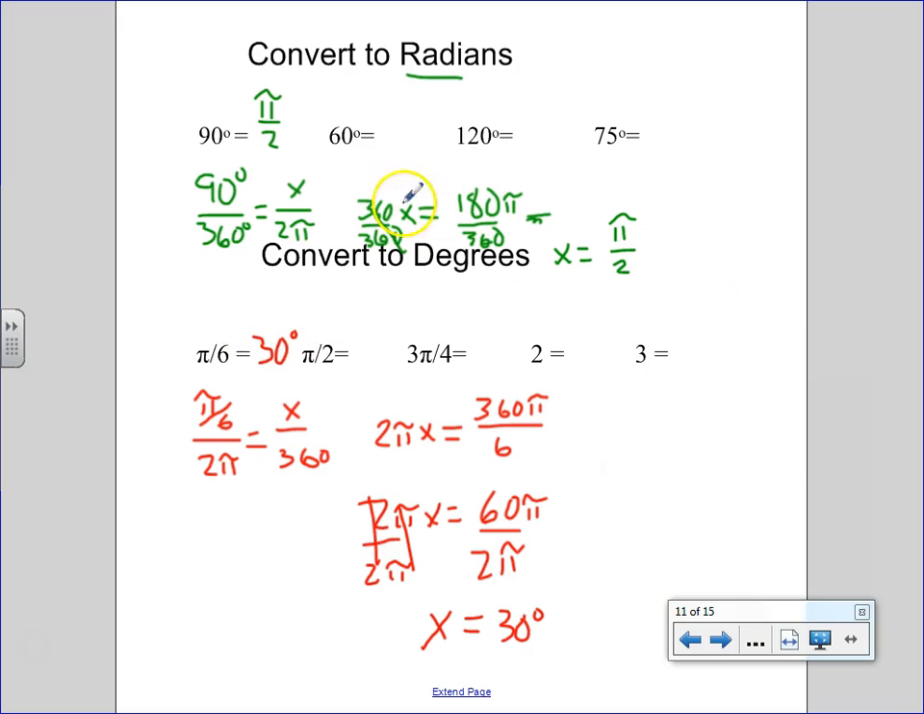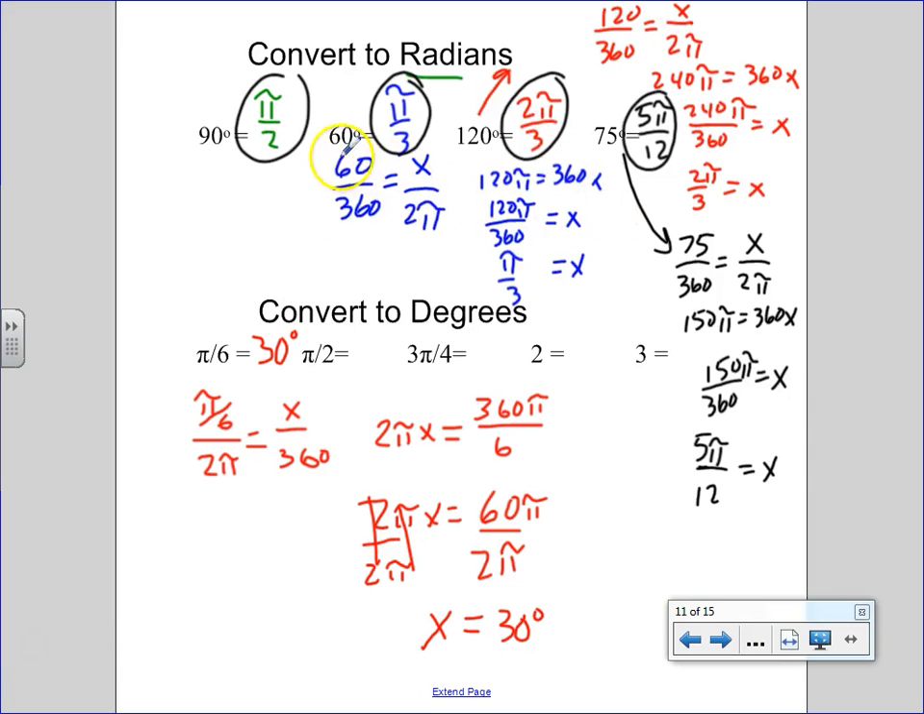You can take the time and try these other examples, see if you can convert those, and we'll check in when you restart the video. So as we look at the first one, converting to radians, 60 out of 360 equals x out of 2 pi. Cross products, I simplify to pi over 3.